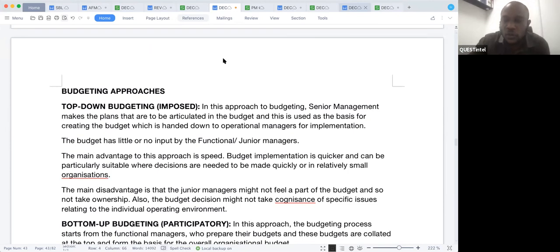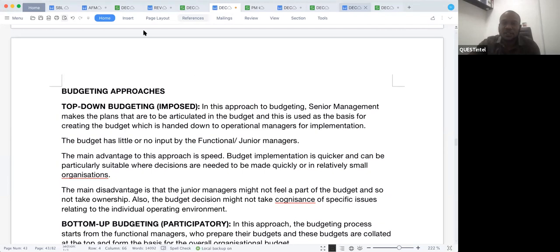Top-down approach is also described as imposed approach. In the top-down approach, senior managers will determine the budget and that budget will now be driven down the organization basically by tactical managers. So in a top-down approach, senior management makes and plans the budget. They make the plans that are to be articulated in the budget, and this is used as the basis for creating the budget, which is handed down to lower managers for implementation. The budget has little or no input by the functional managers.